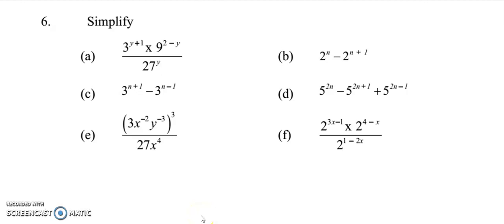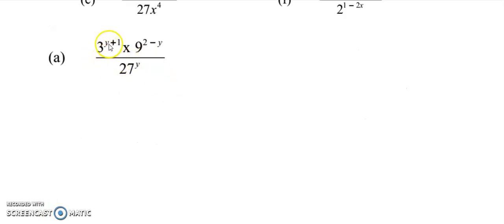Hi everyone. In this video, we're going to learn how to simplify indices expressions. Look at question A. We have 3 power of y plus 1 multiplied by 9 power of 2 minus y, over 27 power of y. For this question, how do I simplify?